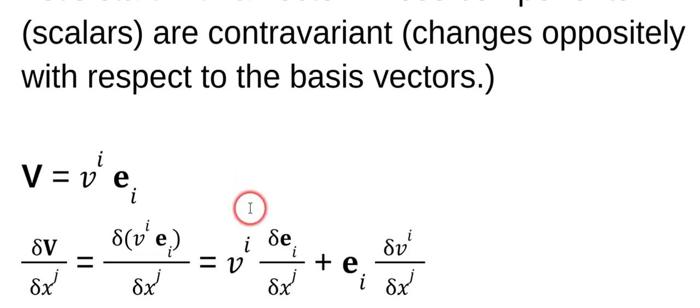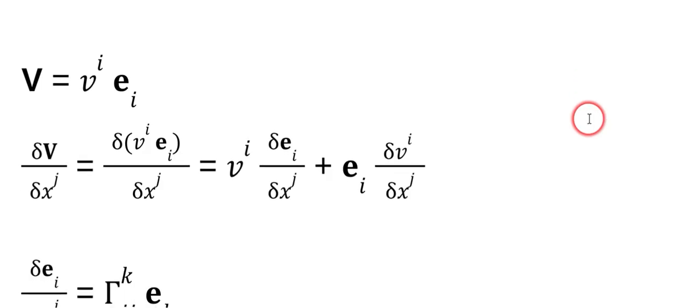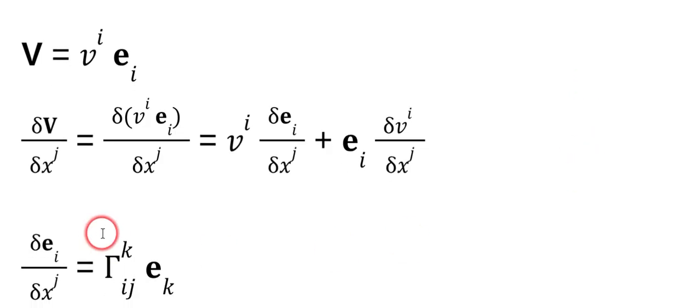However many dimensions you've got, let's take a derivative of this vector with respect to an arbitrary coordinate. This is a product, so we have to use the product rule: the first times the derivative of the second plus the second times the derivative of the first, and we get this. What's unusual is the new thing here, the derivative of a basis vector with respect to a coordinate, and that is actually the definition of the Christoffel symbol.